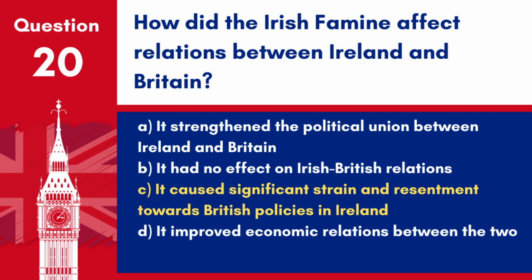Answer: C. It caused significant strain and resentment towards British policies in Ireland. The Irish famine in the mid-19th century had a devastating effect on Ireland and significantly worsened relations between Ireland and Britain, with widespread criticism of British response and government's policies during the famine.